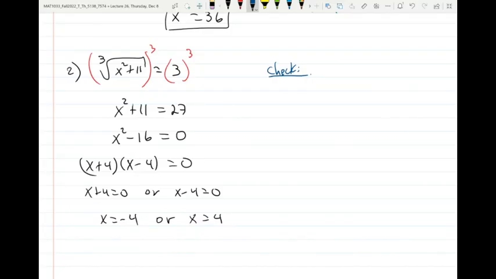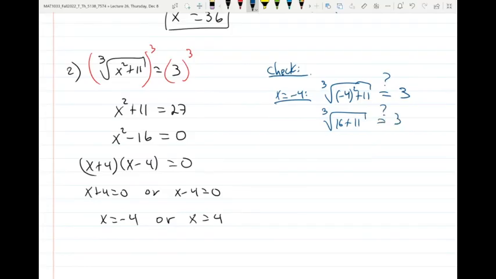But to check, first let's check x equals negative 4. So the question is, is the cube root of negative 4 squared plus 11 the same as 3? Well, let's see. That's the cube root of 16 plus 11. And 16 plus 11 is 27. And indeed, the cube root of 27 equals 3, because 3 times 3 times 3 is 27. Okay? So negative 4 works.